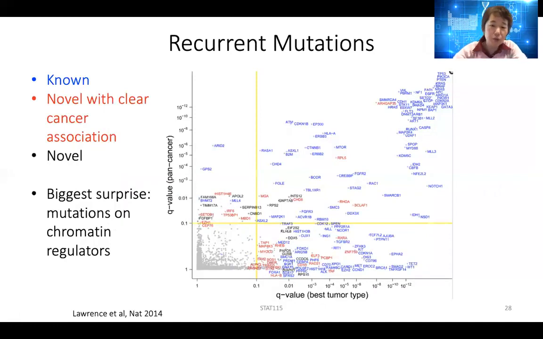If you look at all the tumor mutations from a pan-cancer analysis, all the cancer types together, the blue genes are all the very well-known cancer driver genes, whether it's an oncogene or tumor suppressor. The red ones are kind of novel, but they have clear cancer association, and there are also some really novel ones. The biggest surprise from all these mutation analyses with TCGA or expression analysis is that there are a lot of mutations on chromatin regulators. And because of this, a lot of drugs are now developed to study chromatin regulator changes.